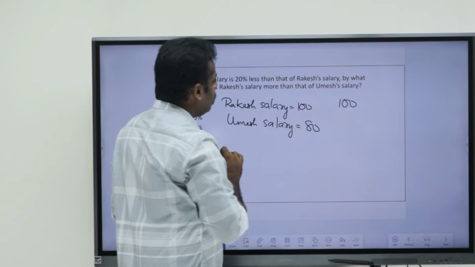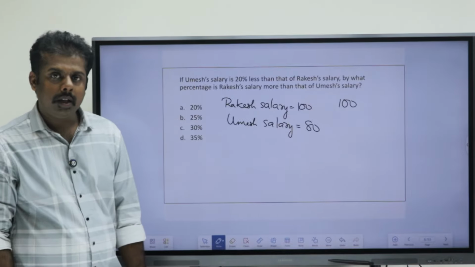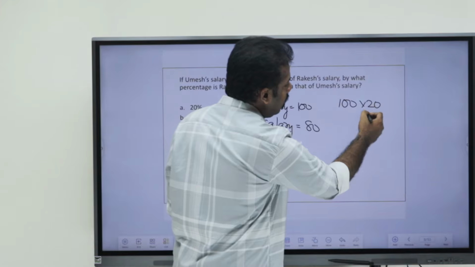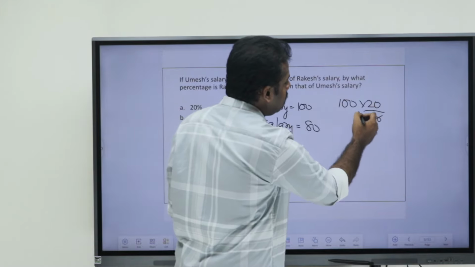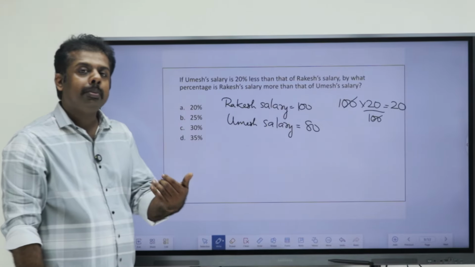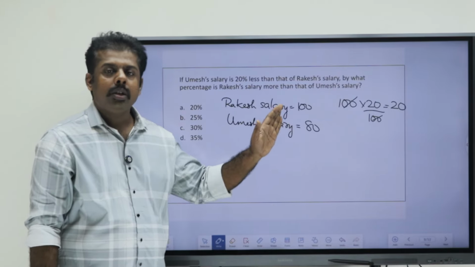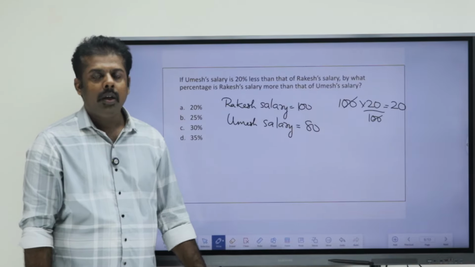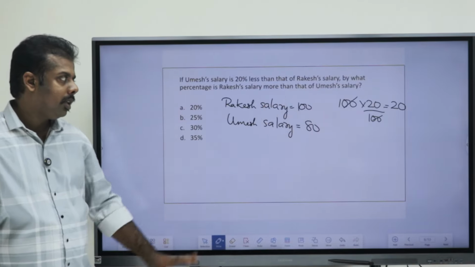Okay. Otherwise you can just do this. 100% is the value that we have assumed for Rakesh's salary. So what is 100% of 20? 100% of 20 is basically 20 itself. They have told it is less, so you have to reduce that value. If you reduce 20 from 100, you directly get 80. Okay. So we have got the salaries here now.